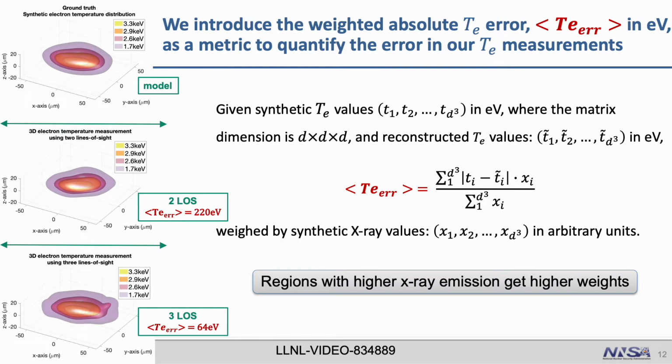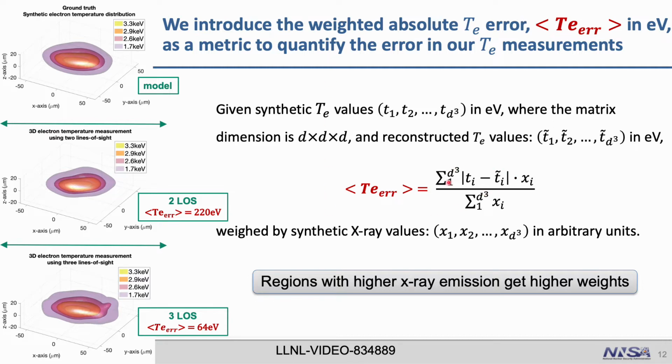And when it comes to the TE measurement, here on the left are the three models that we presented in the X-ray scenario. Here on the top is the ground truth 3D TE distribution, here in the middle is the TE measurement using two lines of sight, and the bottom using three lines of sight. And we introduced another metric called the weighted X-ray TE error to quantify the error in our TE measurement.